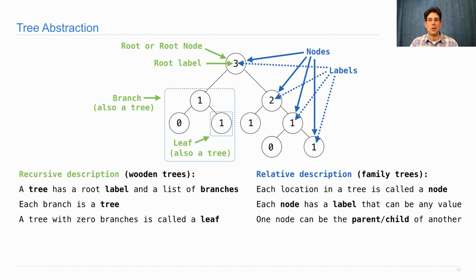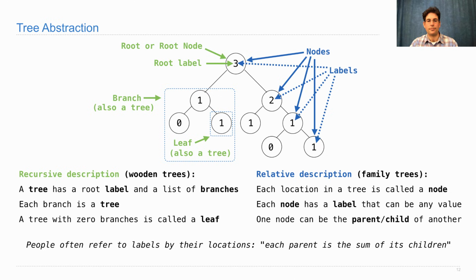Now, the reason I call this a family tree relative description is that one node can be the parent or child of another. So we can say that this node containing 2 is the child of that root node containing 3. And you can also describe other familial relationships, such as ancestors and descendants and siblings. By the way, people often refer to the label values themselves by their locations. So something like each parent is the sum of its children, which is true of a Fibonacci tree.